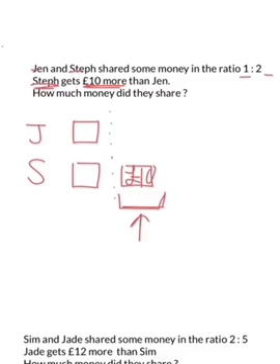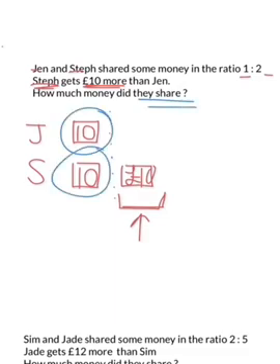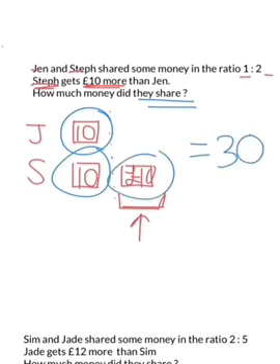Now the question says, how much money did they share? So if she's got £10 more, that must mean that there's also £10 in Steph's other box and £10 in Jen's box. So they've got £10 the same as each other, and then the £10 more is for Steph. So in answering the question, they would have shared the 10, the 10 and the 10, giving you a total of 30. And that's the first question.